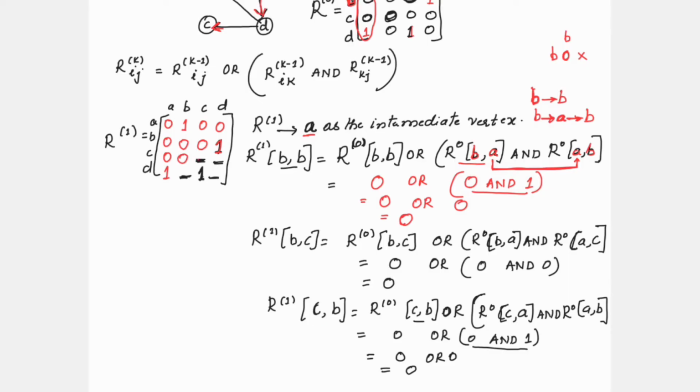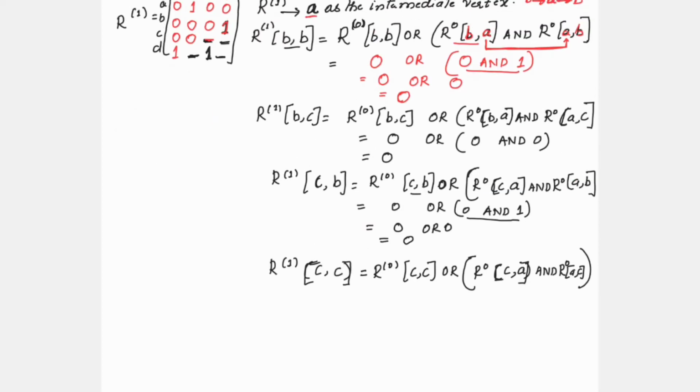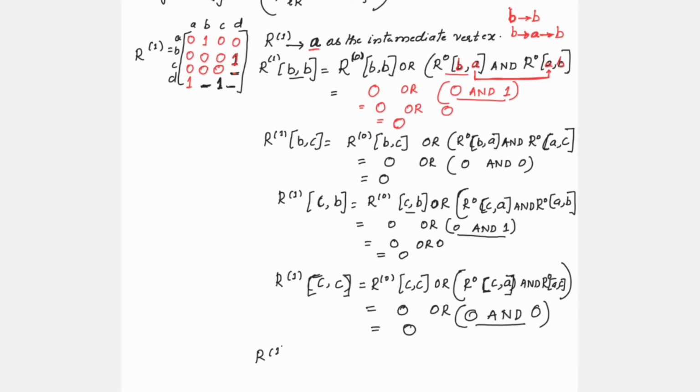Now next is C comma C. This one we need to compute. Now we'll substitute the values, check from the adjacency matrix what values you are getting. So we are getting here 0 itself. Next is this one, C comma D. So the value is 0. So we'll write here in R1, getting a value 0.